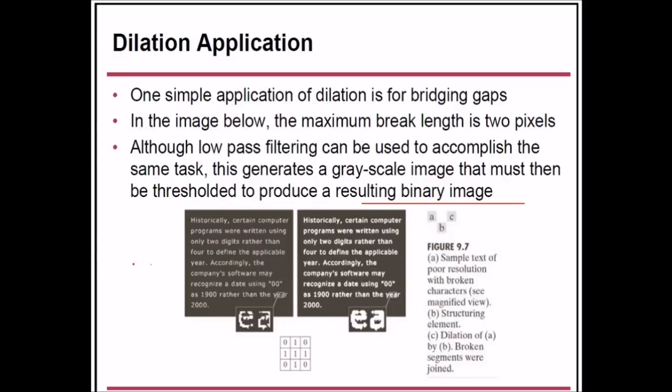So we have this A, a sample text of poor resolution with broken characters. See this magnified view. These are the broken characters, and this is the structuring element. And this is the dilation of A by B, and the broken segments were joined. This is the use of dilation.